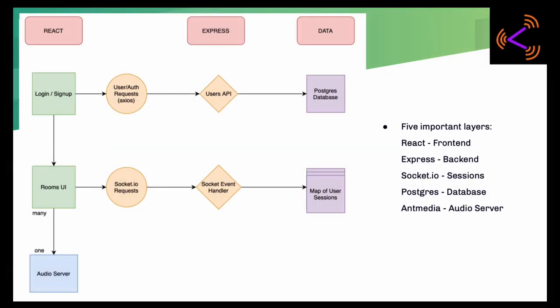There are 5 important layers to the architectural decisions we made here. We have React as our front end, Express for our back end, Socket.io to manage user sessions, Postgres for our database, and Ant Media as our audio server.